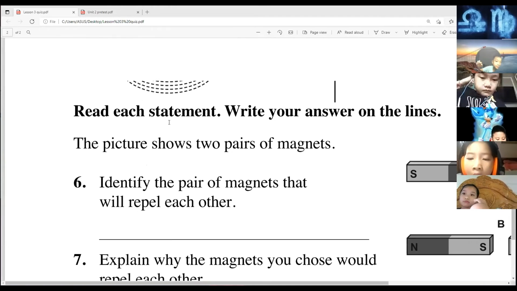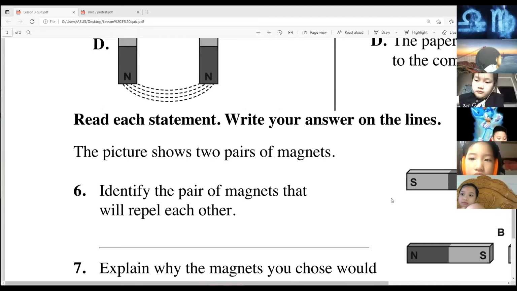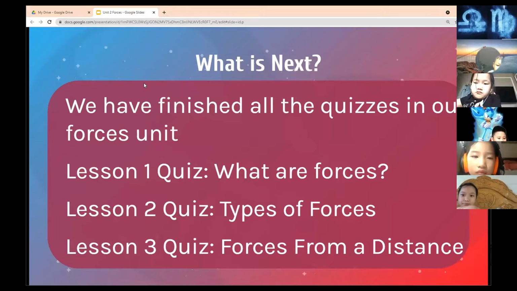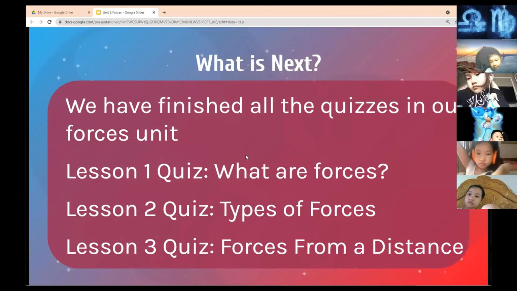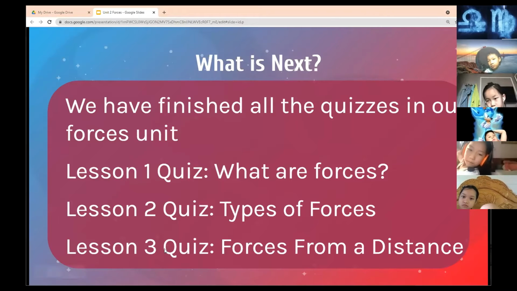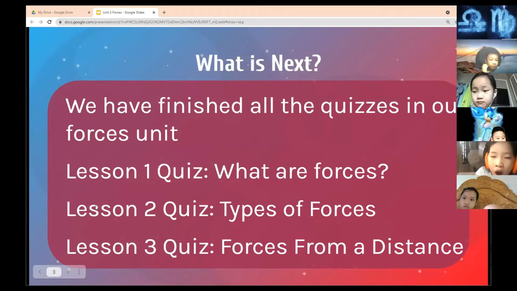But this was the last quiz. So let me go to my PowerPoint. So what is next? What are we gonna do next? We have finished all the quizzes in our forces unit. You guys finished the lesson 1 quiz, what are forces? You finished the lesson 2 quiz, types of forces. And now you have finished the lesson 3 quiz, forces from a distance. What are some forces from a distance? So lesson 1, lesson 2, and lesson 3, you have finished.